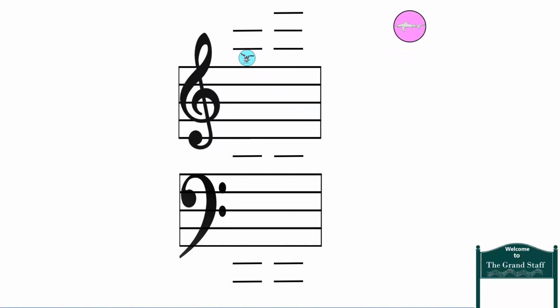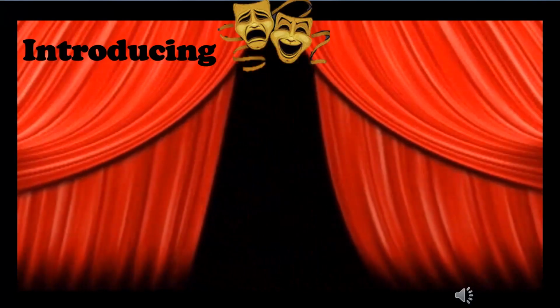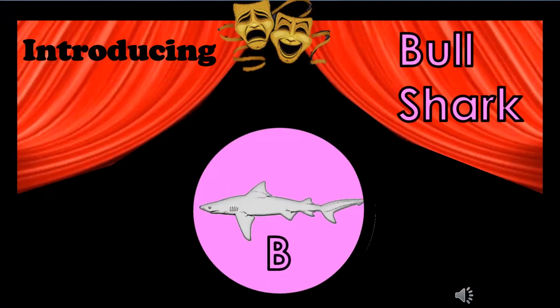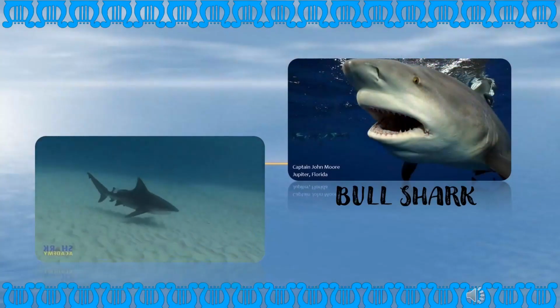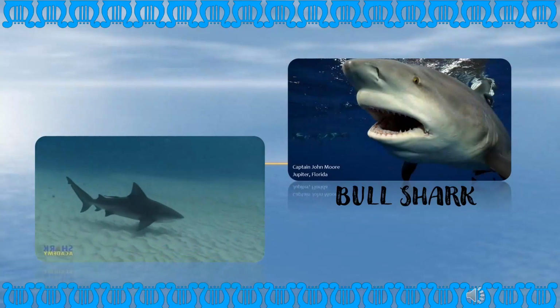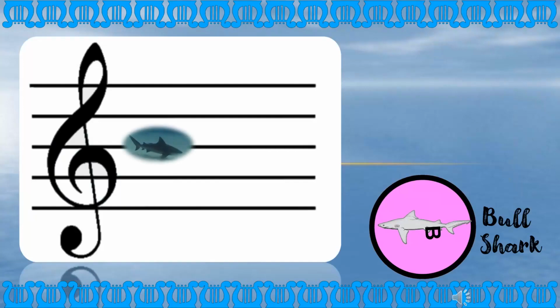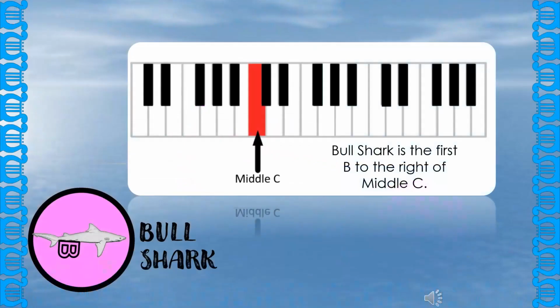Our next character is Bull Shark. Did you know a bull shark can live in both fresh and in salt water? This one that lives in our imaginary world is always hungry. Bull Shark is always on the prowl and he stalks right in the very middle of the staff. Equal access to the animals on the top and on the bottom. Bull Shark is the first B note to the right of middle C.